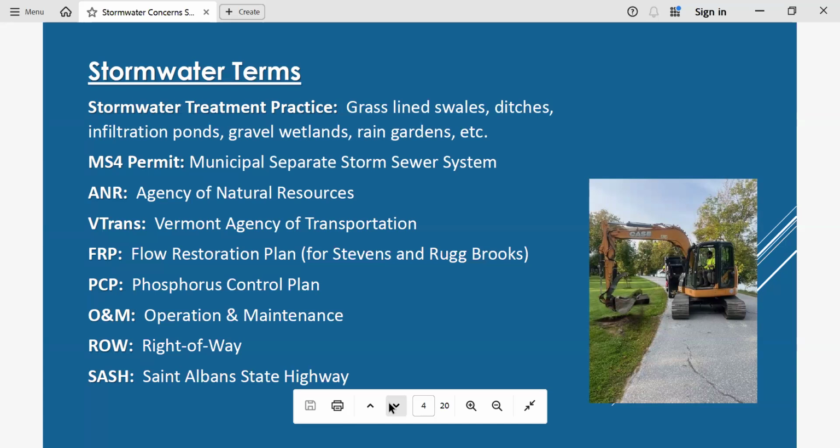Some people ask us about their driveway culverts, and since they're in the right of way, how come we don't maintain those? Well, that's a whole different story. I'll touch on those here in a second in one of the next coming slides.